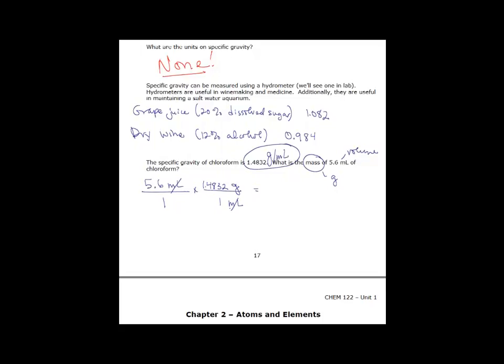You multiply 5.6 times 1.4832 and you end up with 8.3 grams of chloroform. So let's check our sig figs. 2 sig figs here, and I have 1, 2, 3, 4, 5 sig figs here. So I should end up with 2 sig figs in my answer. Anytime you see a problem that involves specific gravity and you're asked to solve for either mass or volume, add those units to specific gravity.